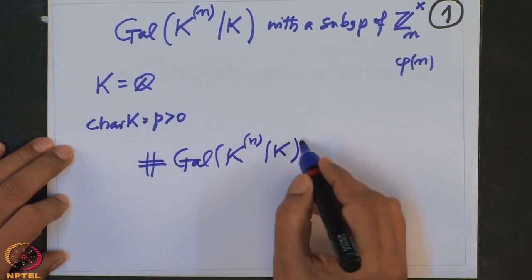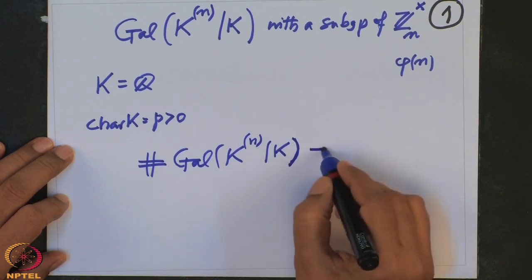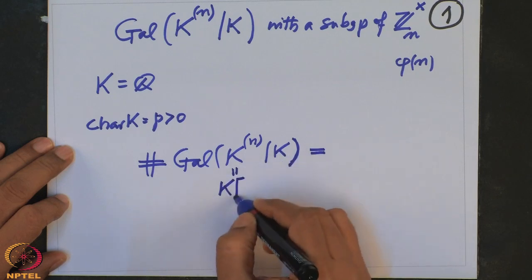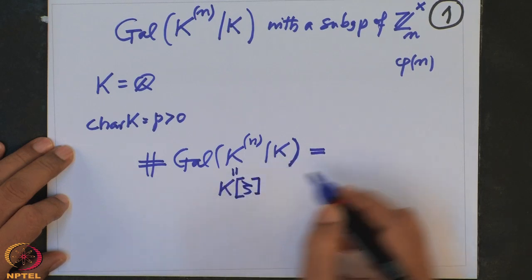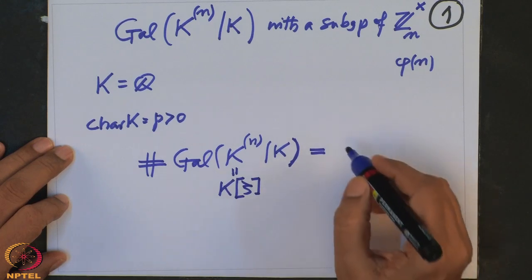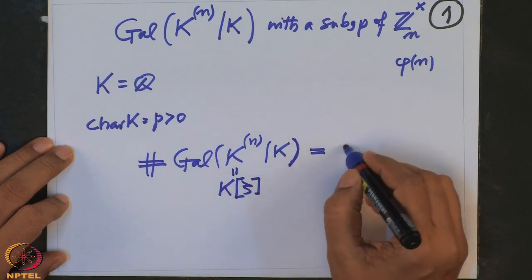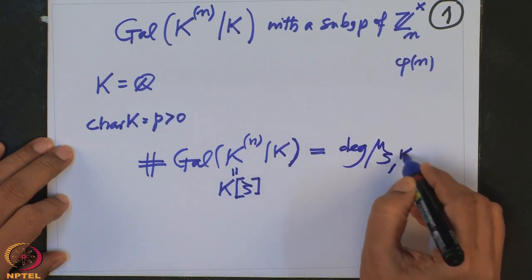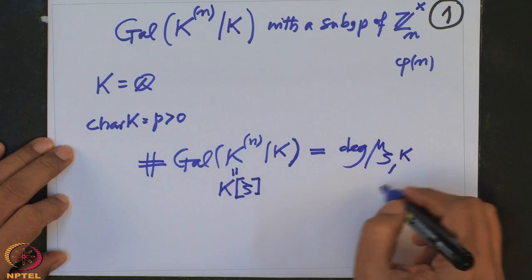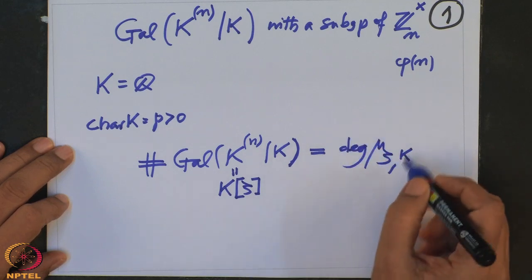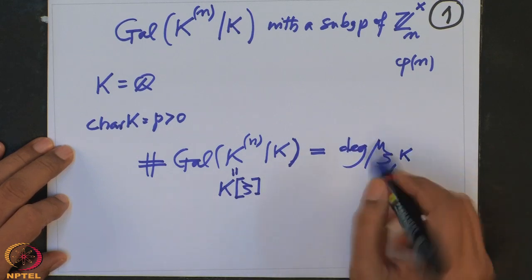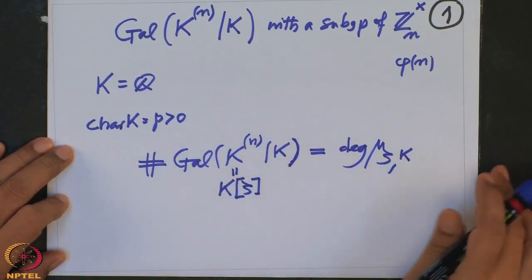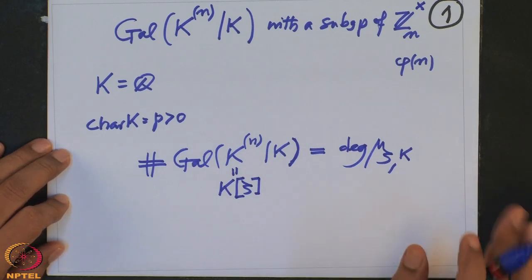To find the order of this group, this is our aim. Because this extension is Galois, and this extension is simple, generated over K by a primitive root of unity zeta, this order is exactly equal to the degree of the minimal polynomial of zeta over K, and we want to find this degree. Moreover, we want to find what the minimal polynomial is in the case of Q and in the case of positive characteristic.